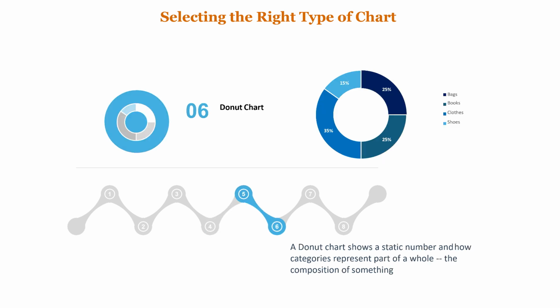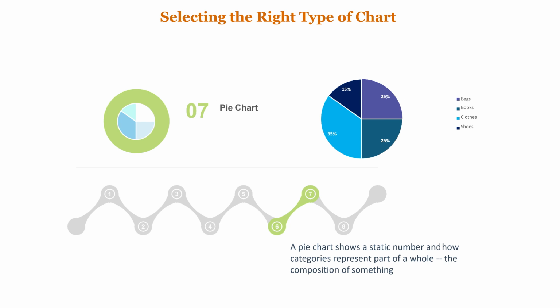Then we have the donut chart. A donut chart shows a static number and how categories represent part of a whole. Just like an orange, where I want to cut the orange into many sides. So if I want to show the composition of something, like bags, books, clothes, shoes, and show what percentage of those things I distributed, right? That is when you're going to use the donut chart. The same thing applies to the pie chart. The pie chart and the donut chart are the same type of chart.